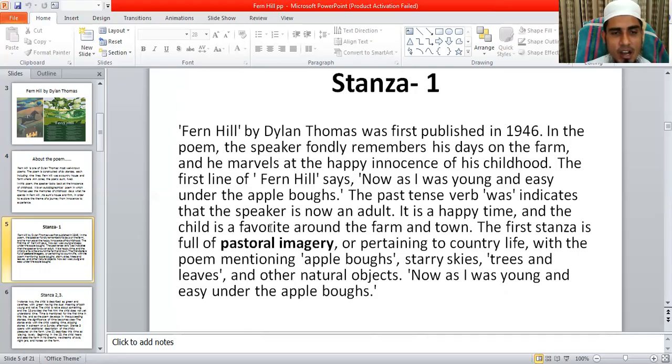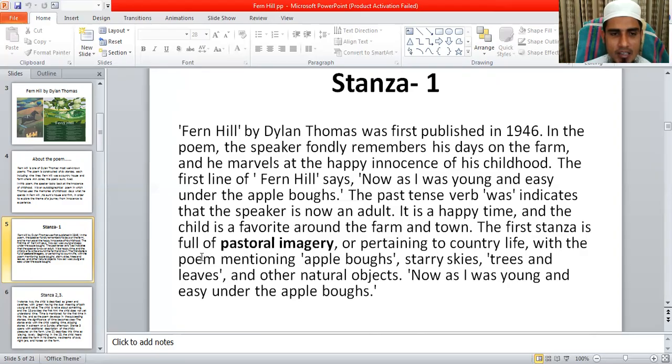And the child is favored around the farm and town. The child is very famous, very familiar with the surrounding atmosphere of the farm and town. In this way, he narrates the first stanza, how he spent his time in Fern Hill in his childhood, and what his connection was with the natural atmosphere surrounding the farm.